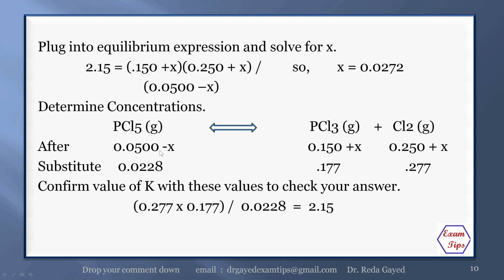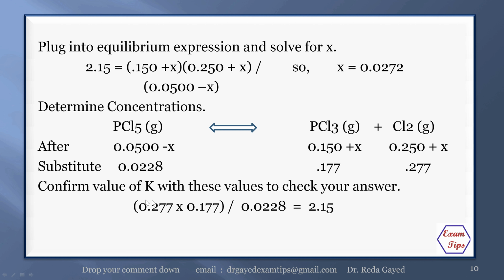0.05 minus x, and here in products 0.15 plus x, and this is 0.25 plus x. Substitute x here by 0.027, so it will give you 0.0228, and this is 0.177, and this is 0.277.